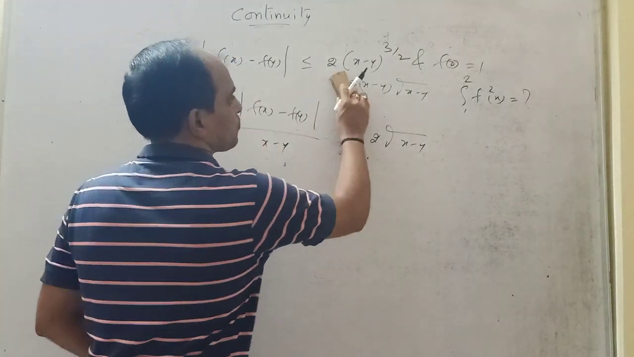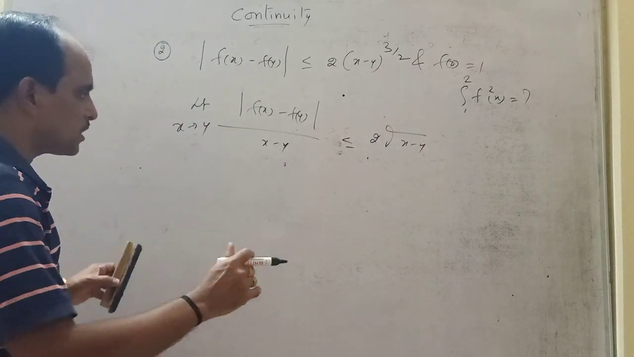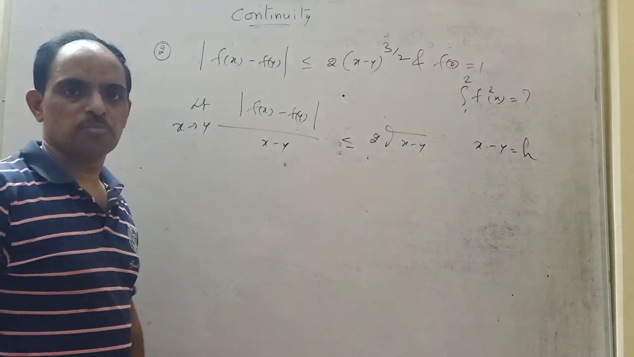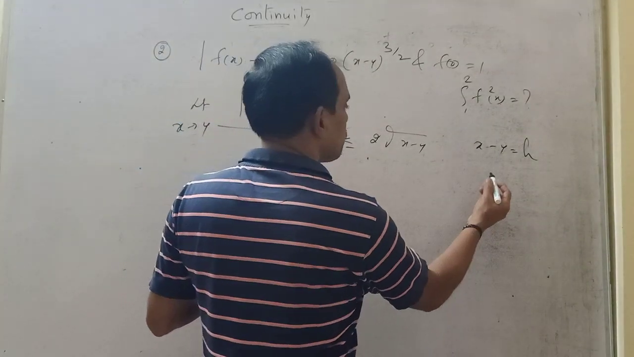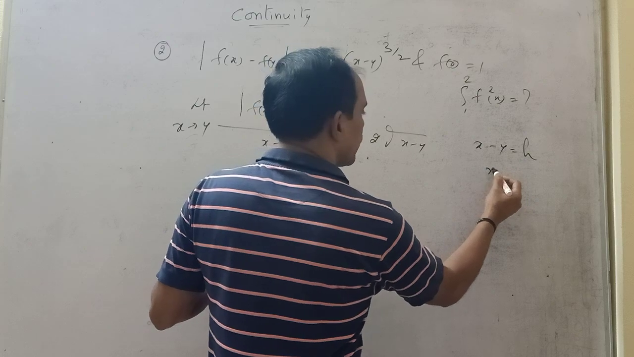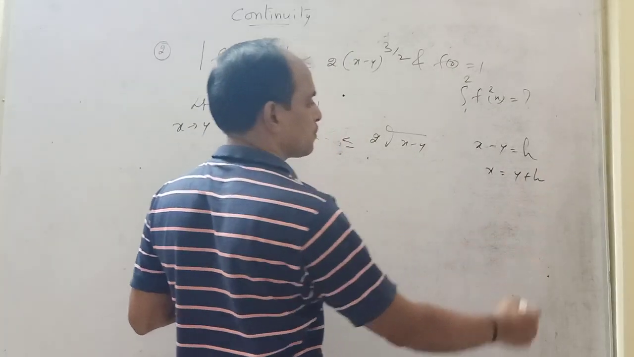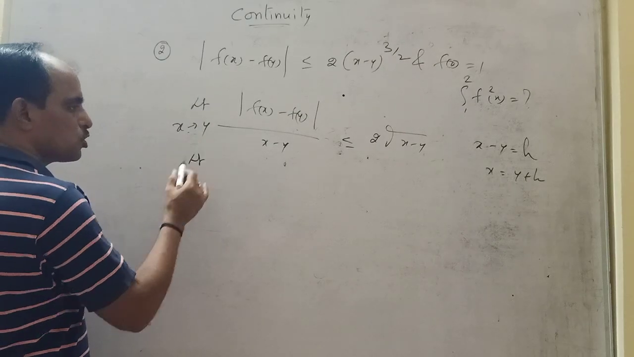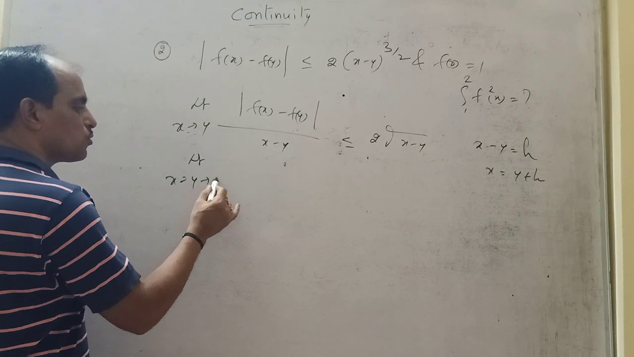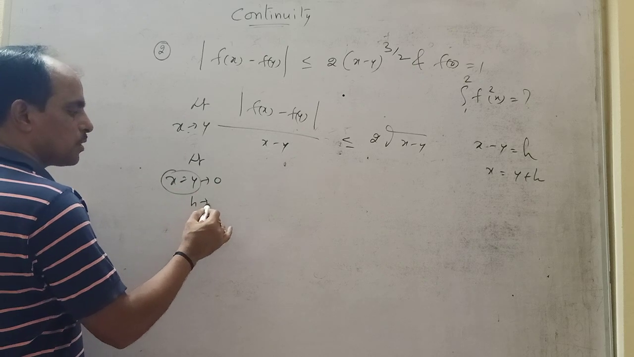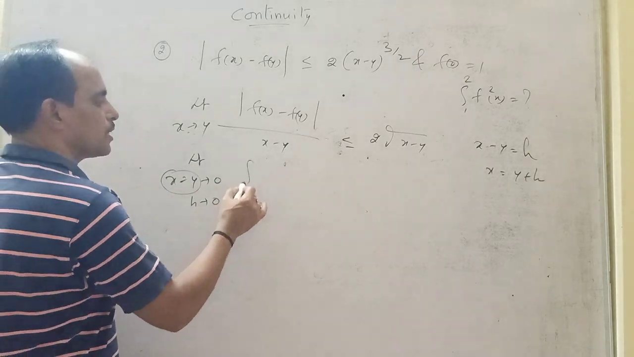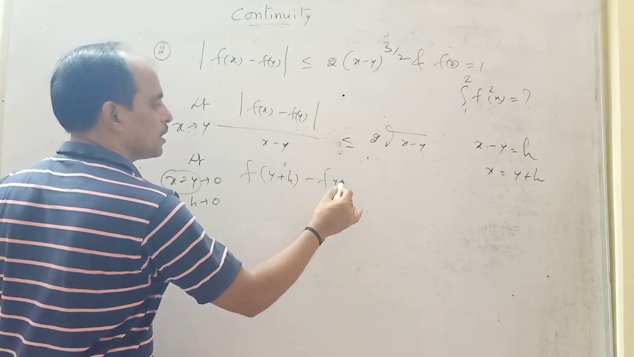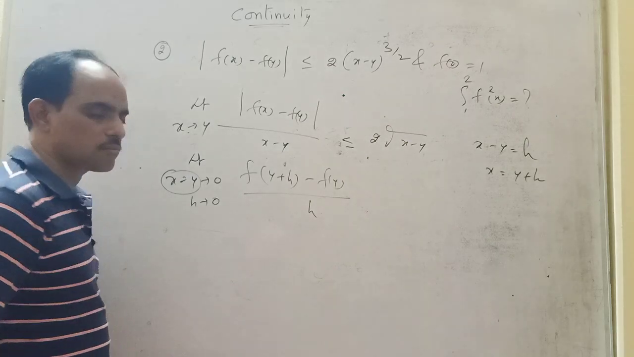Am I right? Okay. So let us see, I am going to take x minus y as h. X minus y is equal to h. Then x is equal to y plus h. Am I right? Now limit as x tends to y means we can write x minus y tends to 0, that is, h tends to 0. So that is f of y plus h minus f of y by h.